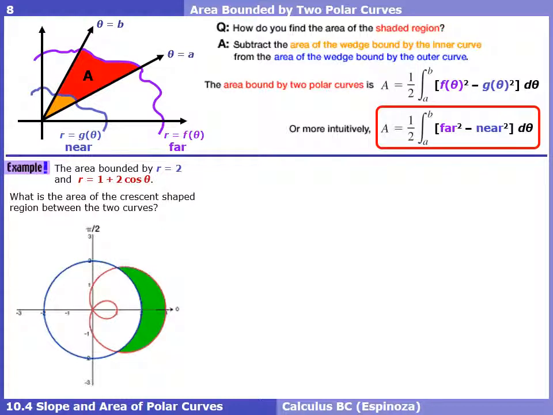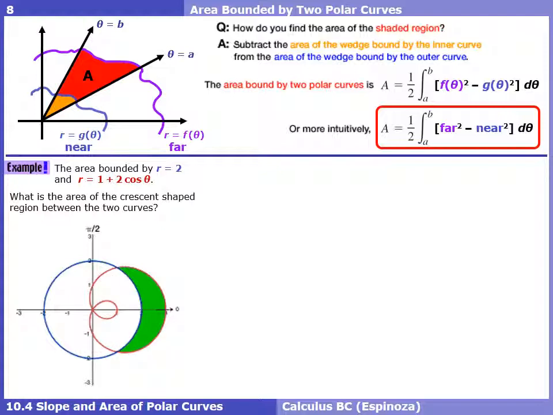So to illustrate this idea, here we're going to find the area bounded by the function r equals 2, which is this circle right here, and r equals 1 plus 2 cosine theta, which is the limaçon. We want to find the area of the crescent-shaped region between the two curves, and that's the key, between the two curves. We don't want to find the overlapping region.